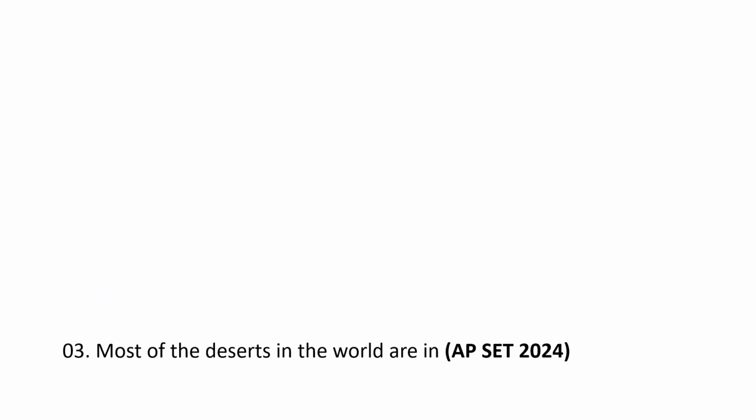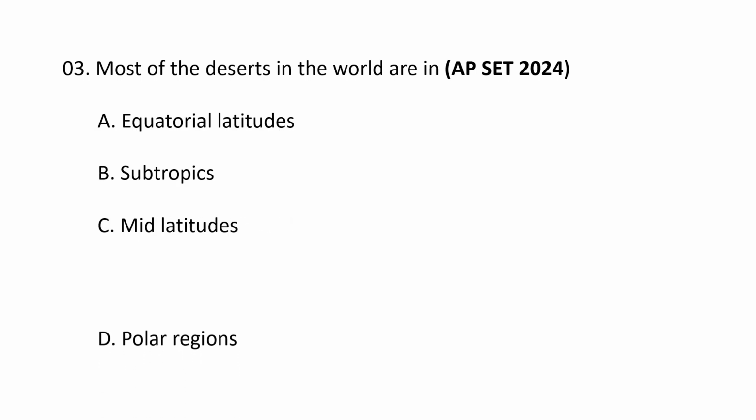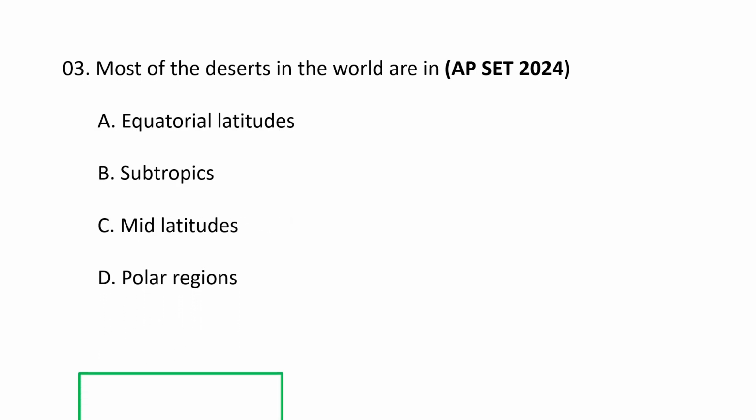Next question. Most of the deserts in the world are in A. Equatorial latitudes, B. Subtropics, C. Middle latitudes, and D. Polar regions.